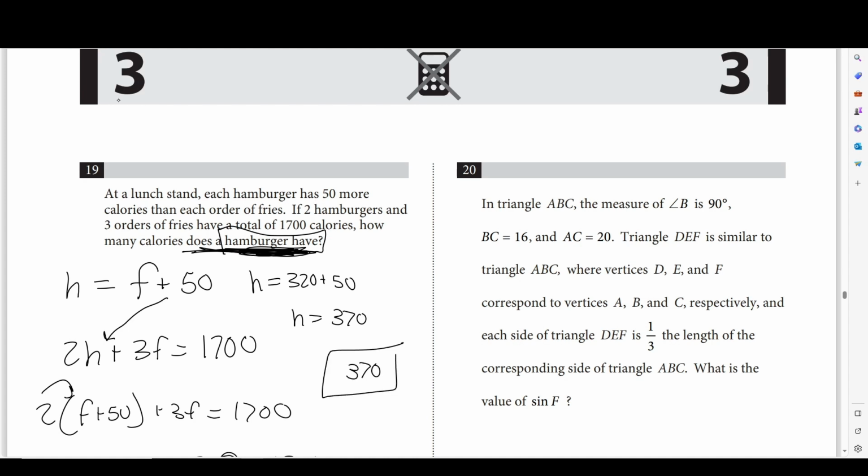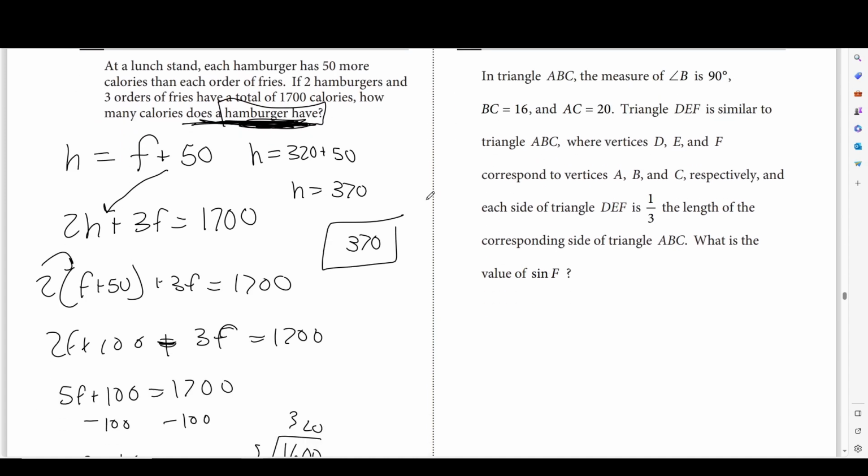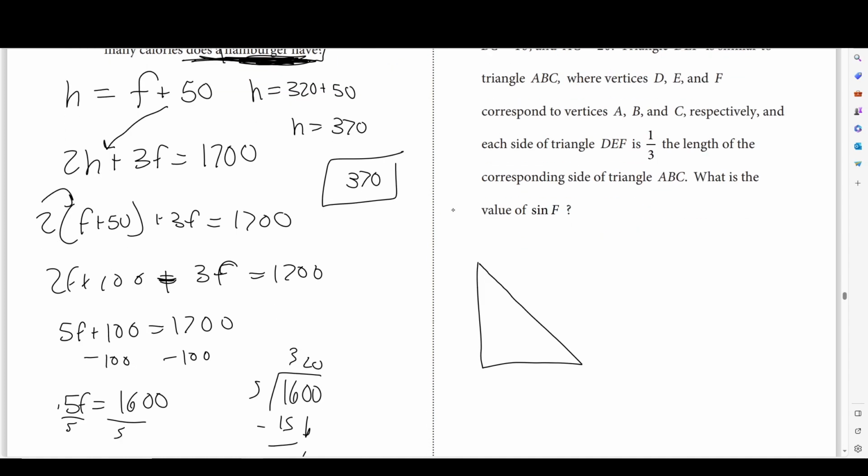That's our answer. Last question, number 20. It says, in a triangle ABC, the measure of angle B is 90. So I'm going to go ahead and draw that right here. It doesn't matter what's A, doesn't matter what's C. All that matters is that B is 90, right? I'm just going to write AC right there, right?